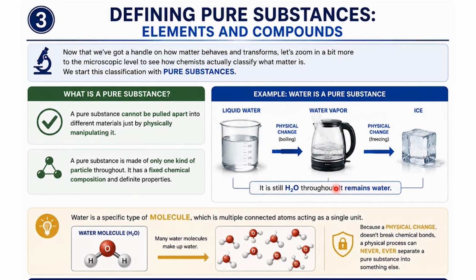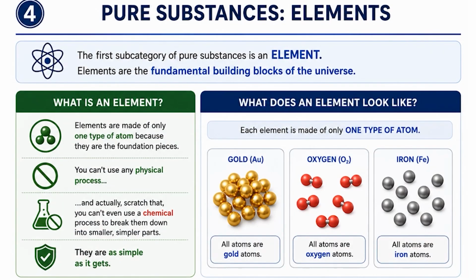It's a specific type of molecule, which is really just multiple connected atoms acting as a single unit. Because a physical change doesn't break chemical bonds, a physical process can never, ever separate a pure substance into something else. Pure substances are then divided into 2 subcategories. The first is an element. Elements are the fundamental building blocks of the universe. They are made of only one type of atom.